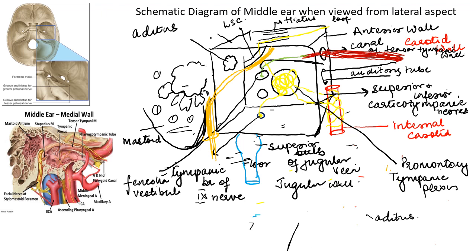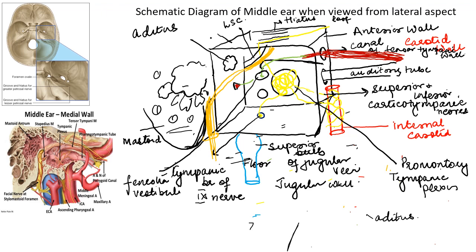Also present in the posterior wall is a pyramidal shaped structure, which is the pyramid, to which attaches the muscle stapedius. And from here comes out its tendon, which goes and gets attached to the neck of the stapes. Right.